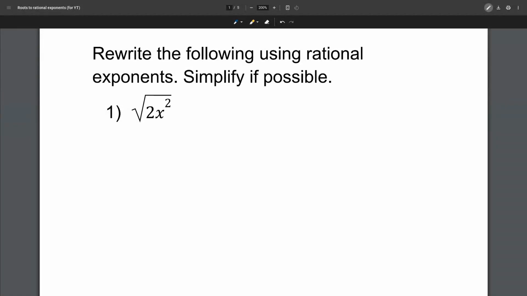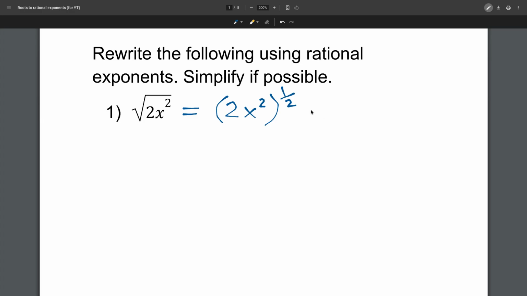In this video we are going to rewrite roots with rational exponents. So for problem 1 we have the square root of 2x squared. Let's rewrite that as a rational exponent. So this is going to be 2 times x squared, and we're going to raise it to the 1/2 power.